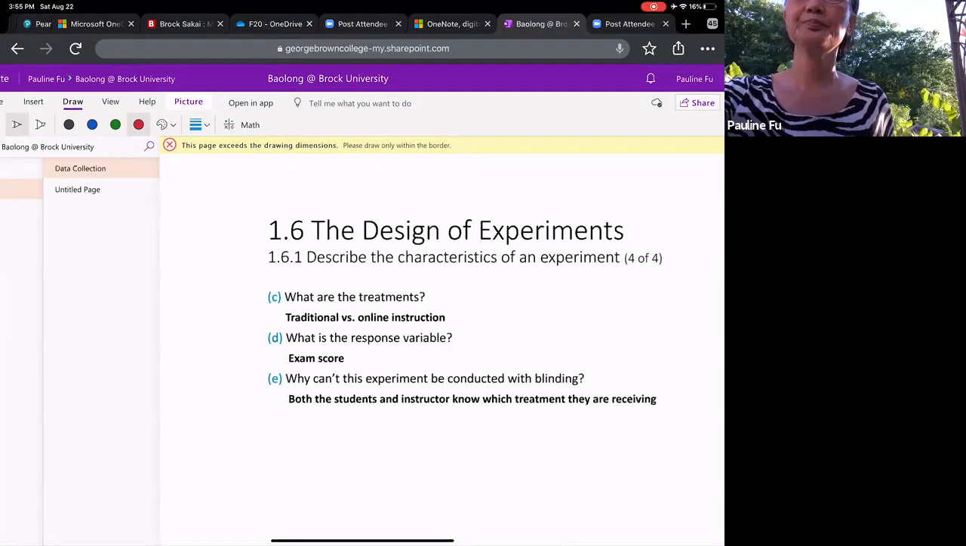Why can't this experiment be conducted with blinding? Okay. What is blinding? Blinding refers to non-disclosure of the treatment an experimental unit is receiving. Why can this one not be blinded? Because both the students and the teacher know what method of delivery they are receiving.